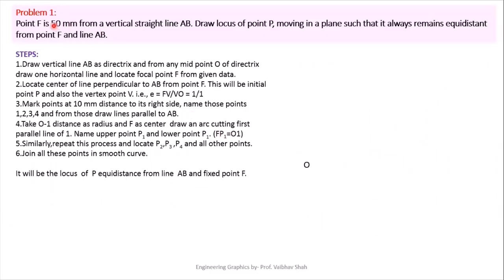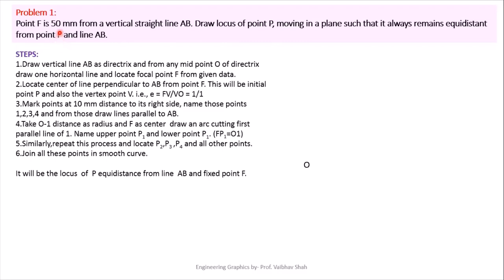So now, problem one. Point F is 50 mm from a vertical straight line AB. Draw the locus of point P moving in a plane such that it always remains equidistant from point F and line AB. So this is nothing but the definition of your parabola. If you don't know or are still confused with this statement, try to refer to my lecture 1, Introduction to the Curves, in which you will have the definition of parabola. So this is the statement of your definition of parabola. From this statement, it is clear that we must draw a parabola.